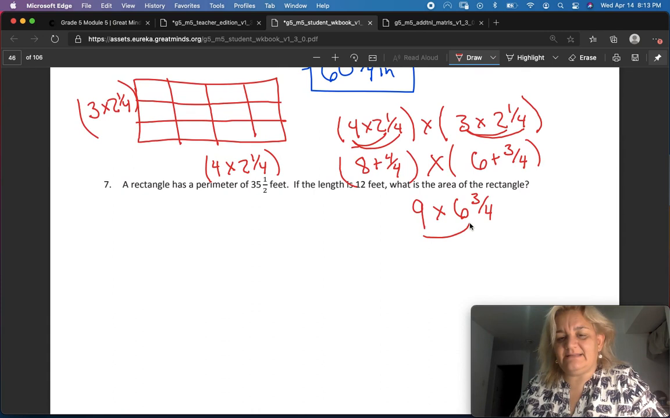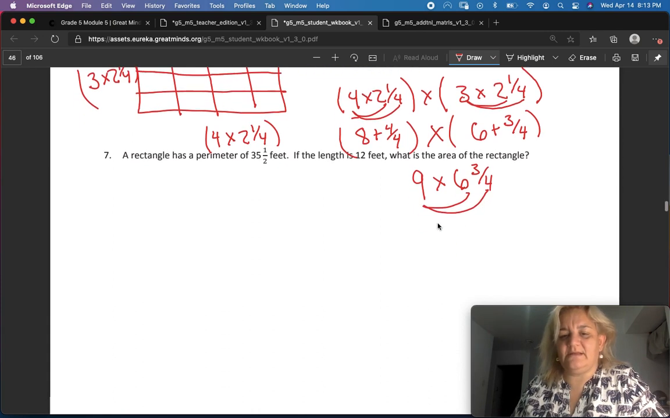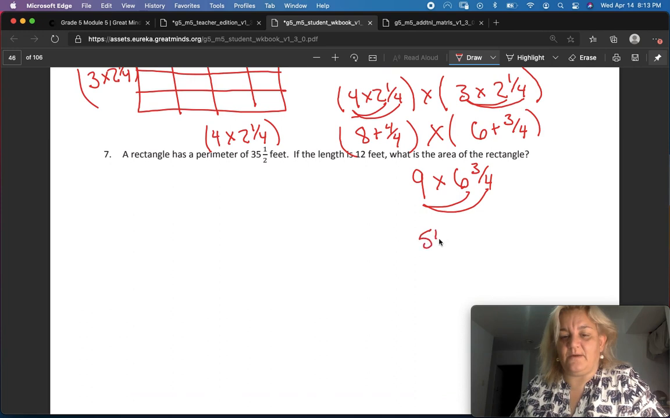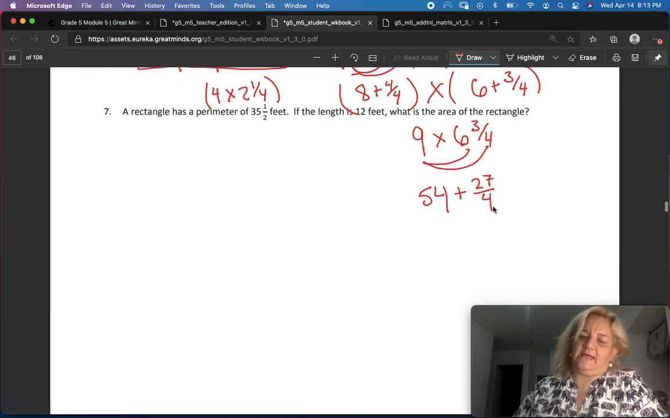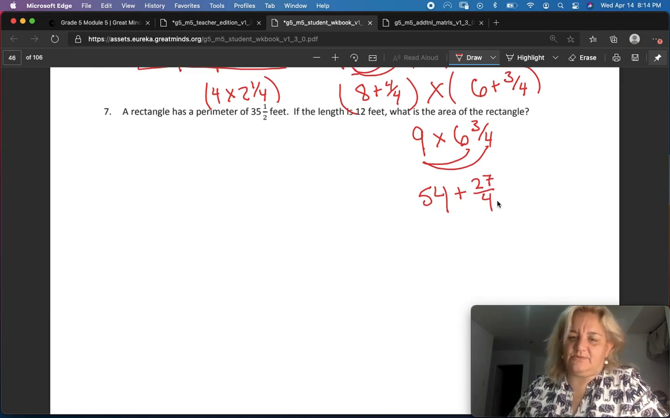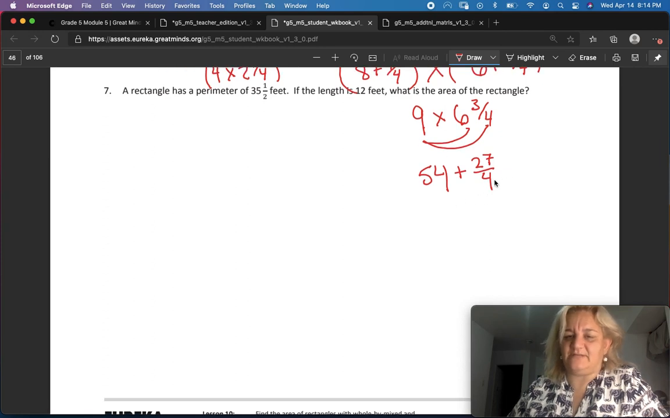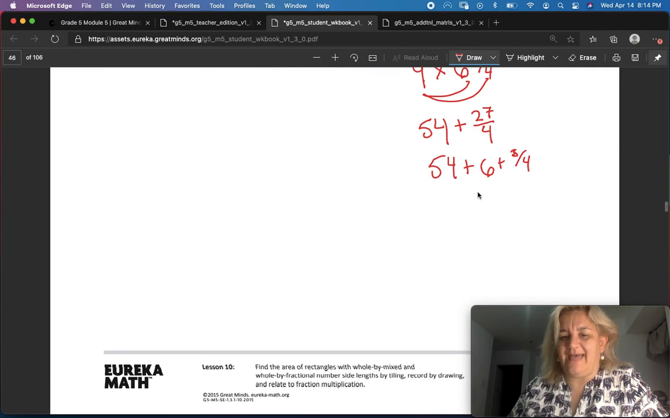9 times 6 and then 9 times 3/4 would be, 9 times 6 is 54. And 9 times 3/4 would be 27/4. And I want to simplify that improper fraction. 4 goes into 27. How many times? 6 times? So 54 plus 6 plus 3/4. Okay? And that would be 60 3/4.